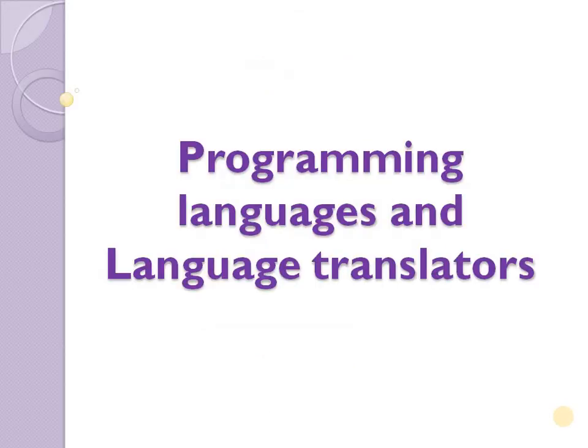Now the programming languages and language translators. You have written algorithms in your language. But the computer doesn't understand our language, and this instruction is written for the computer. So we need some languages. That language will help us to write the program, and we require language translators. These translators will translate that program into the language which our machine understands.